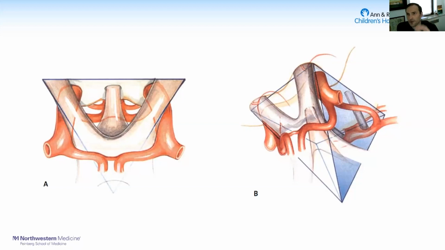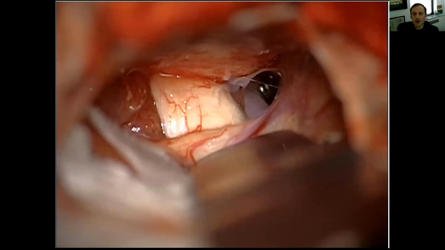And that's where the endoscope becomes a great tool for these type of approaches. So this is after we've opened the dura.